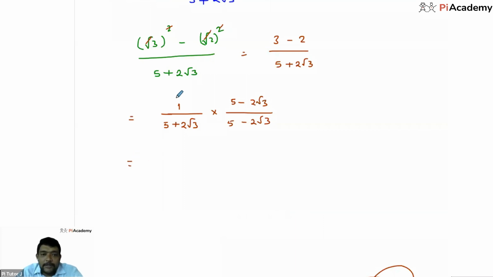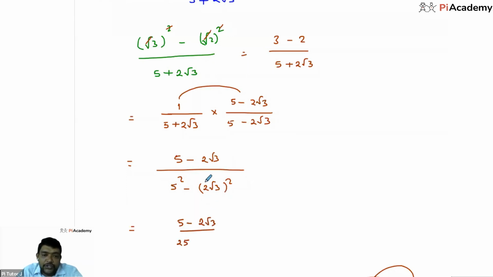Good. So now, let's multiply the numerator. 1 times 5 minus 2 root 3 is 5 minus 2 root 3. And let's multiply the denominators. 5 plus 2 root 3 times 5 minus 2 root 3. A plus b times a minus b is a squared minus b squared, that is 5 squared minus 2 root 3 whole squared. So 5 squared is 25, minus 2 root 3 whole squared, 2 squared is 4 times 3, 12. So you get 5 minus 2 root 3 over 25 minus 12, which is 13.